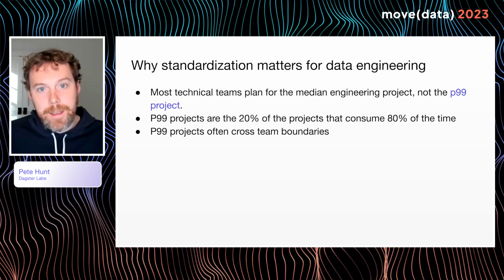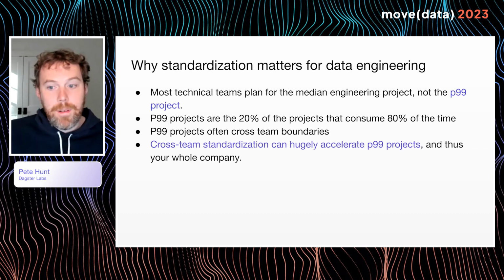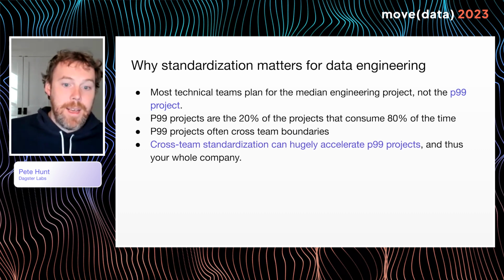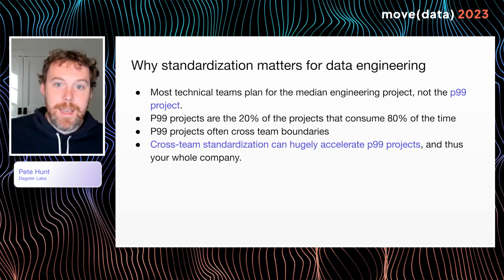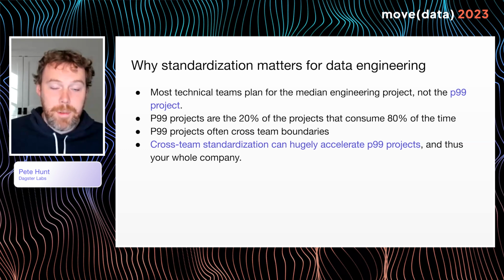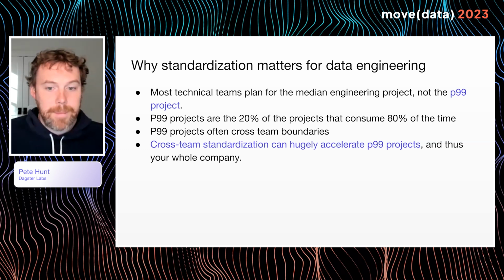One interesting property of these projects is that they tend to cross team boundaries. And so my thesis is that if you can standardize your cross-team work, make it easier to collaborate across teams, this will hugely accelerate P99 engineering projects and will thus accelerate your whole company. So I think this is really important and it really matters a lot.